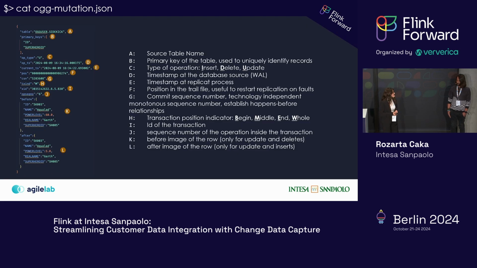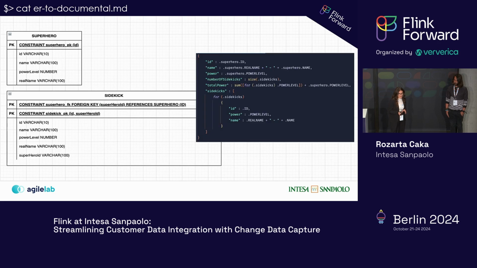This is an example of a message that is sent to the Kafka topic by the CDC. We have the table where the action was performed. We have information about how the data changed, like how it was before and after, and some metadata information about the transaction. To do that, we need to change the relational model to a documental model, and this is an example of how it's done, even with tables that have foreign keys.